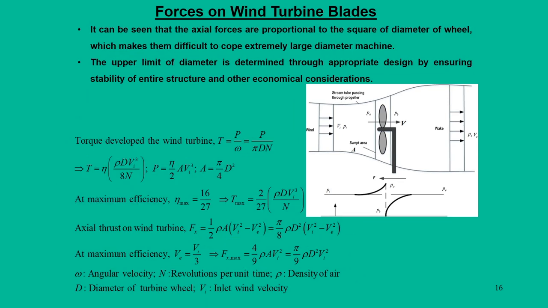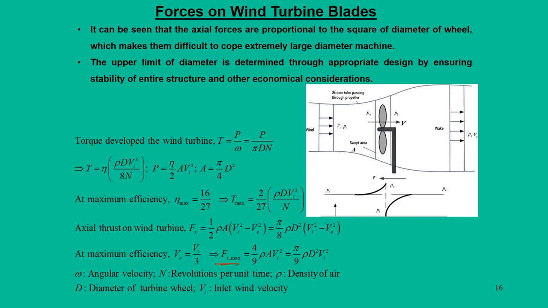Another important point I need to emphasize, referring to the expression F max is π/9 rho d square into V i, is that one can observe that this maximum thrust is proportional to the square of the diameter. Normally the diameter, or the swept area, is kept very large to capture more wind power, but at the same time, while enlarging this diameter, the axial thrust also goes up. That means we need a heavy structure to withstand this in order to harness the wind power.